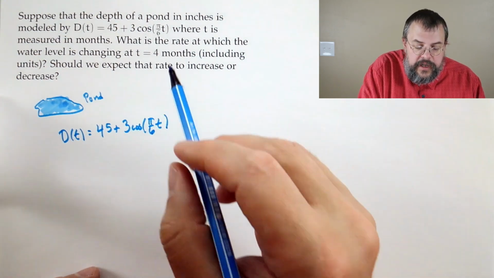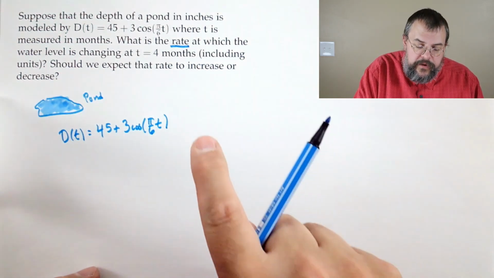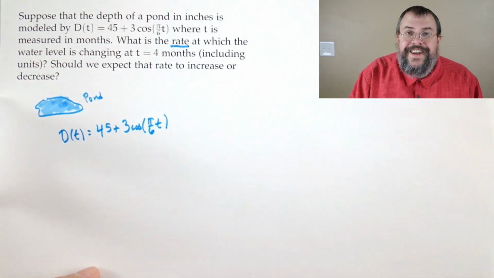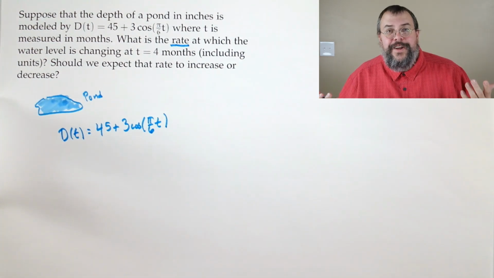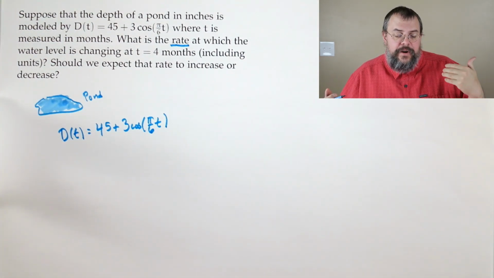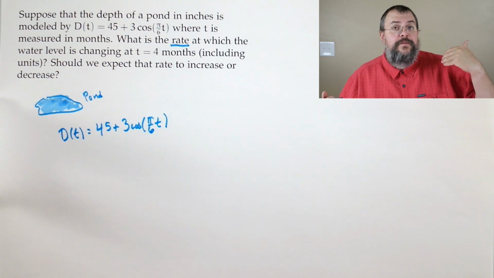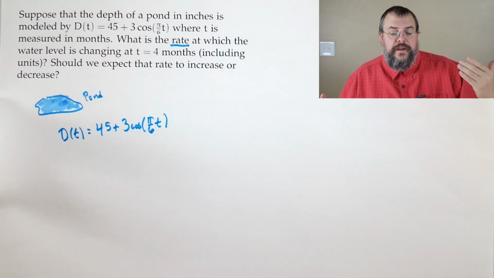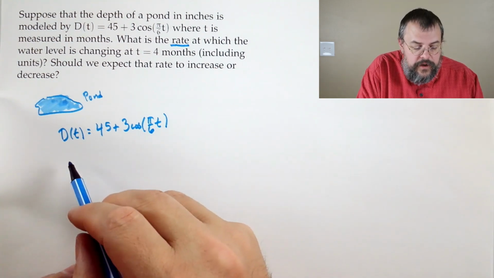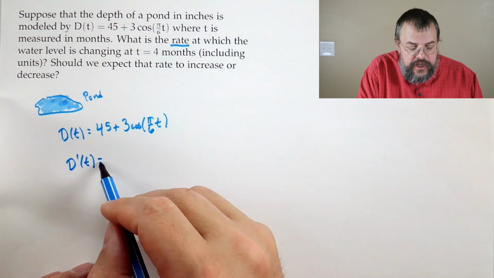So if I'm looking for a rate, and I am, because I can tell I'm looking for a rate because it says the word rate. When we see the word rate, we say, hey, that means derivative. So if I want to understand what the rate is at time t equals 4 months, that really means figure out what the derivative is at time 4 months. So we're going to take the first derivative. That'll give us our rate of change.